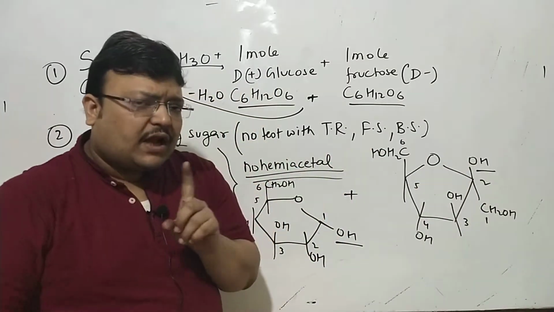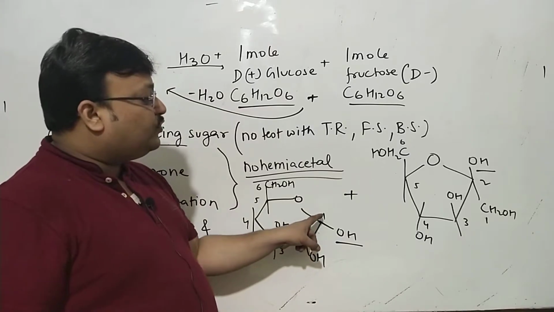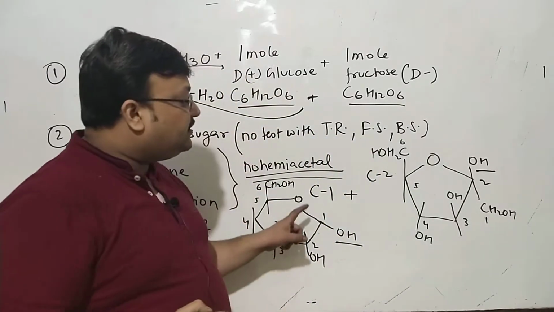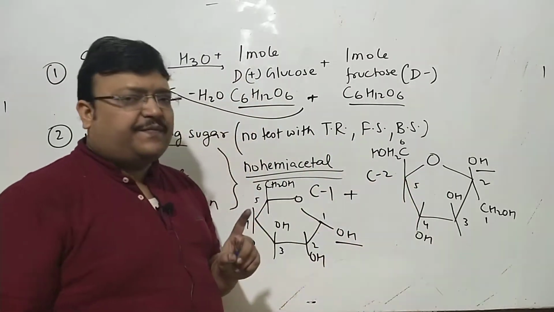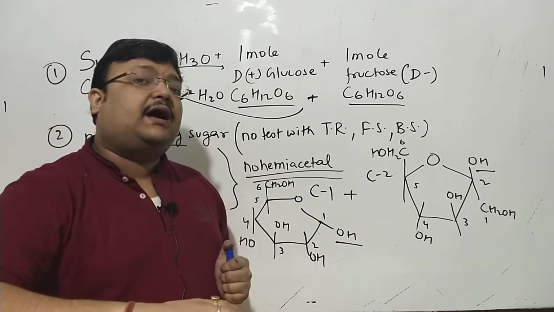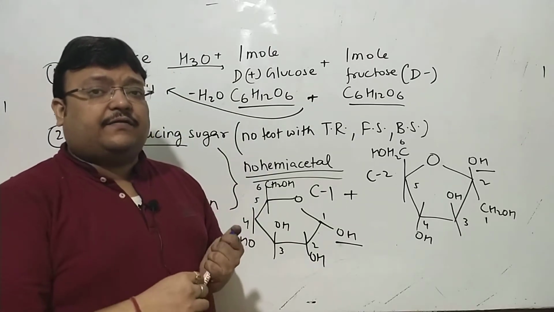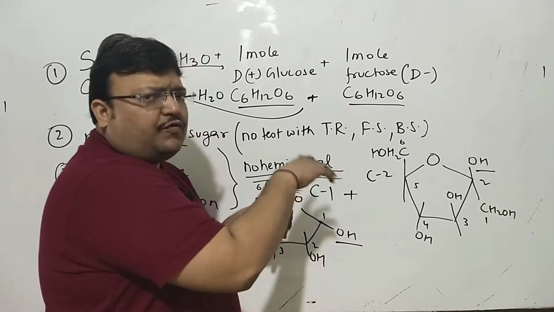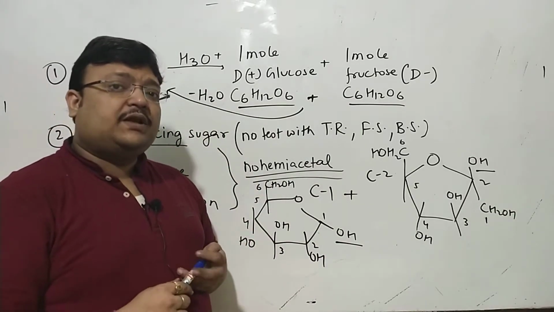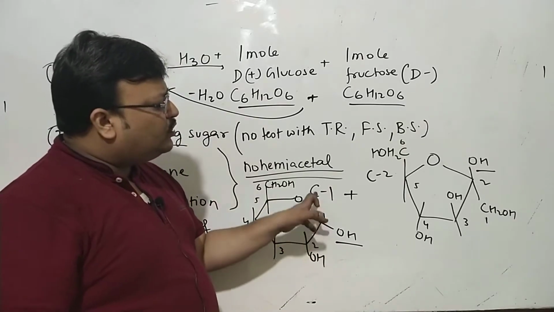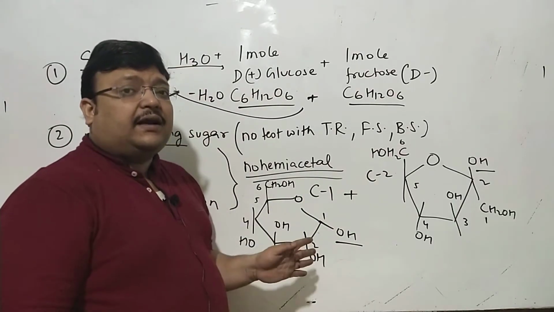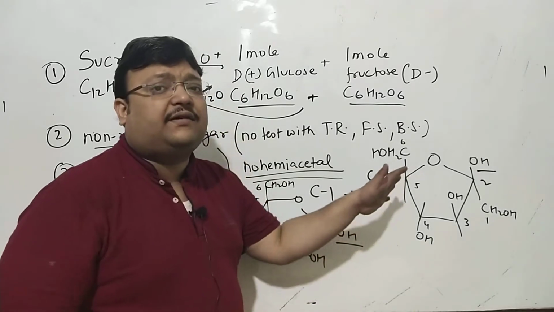I repeat, other than C1 of glucose and C2 of fructose, if I choose any other pair of OH, please be attentive. I'll naturally want to bring 2 OH, remove water and get sucrose. But because sucrose is absolutely non-reducing, I'll have to use carbon 1 OH of glucose and carbon 2 OH of fructose, because that's the only way I can kill both the hemiacetal and get both the acetal.